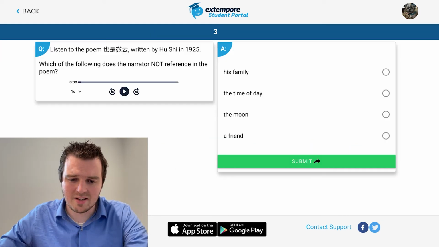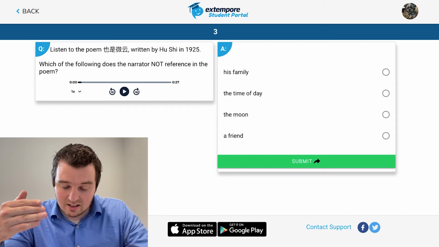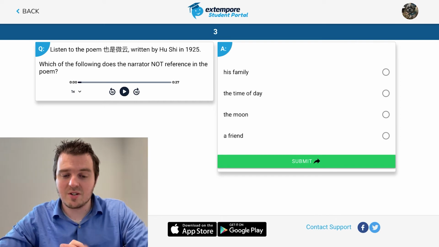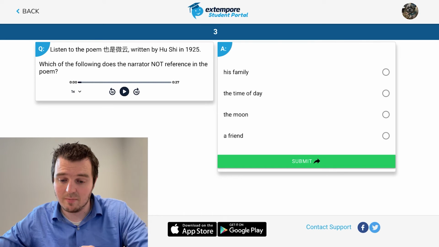Third question that we have has students, again, like the last one, eliminating things that were not said and using what they heard to determine, okay, these are the things that were talked about. Which of the following does the narrator not reference in this poem? His family, the time of day, the moon, or a friend.